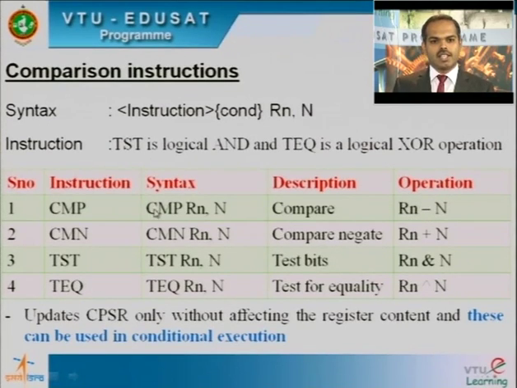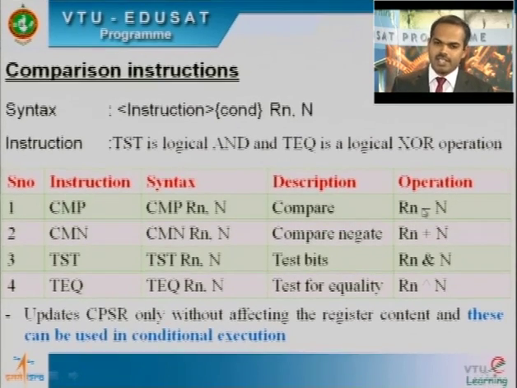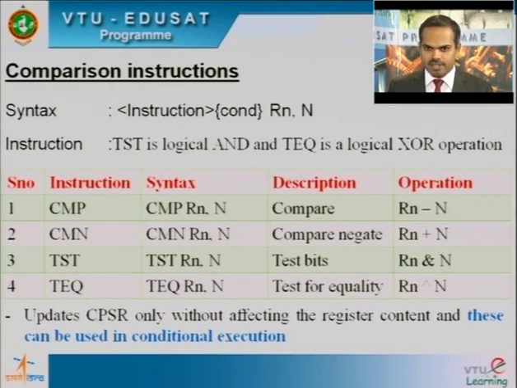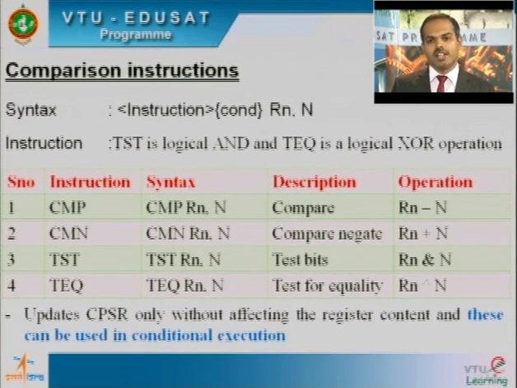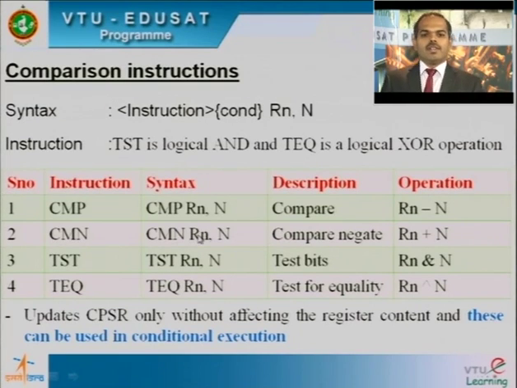That is, if this instruction is CMP Rn, n, then the operation is Rn minus n. The resultant of this operation is updated to the CPSR flags. There is no resultant or destination register in here. Similarly, for CMN Rn comma n, the operation is Rn plus n. It is Rn minus of minus n, that is Rn plus n.